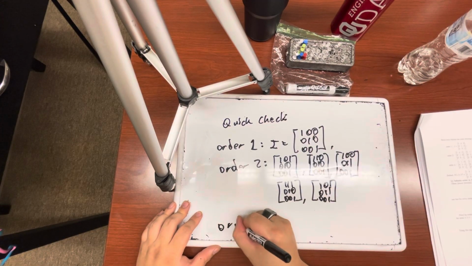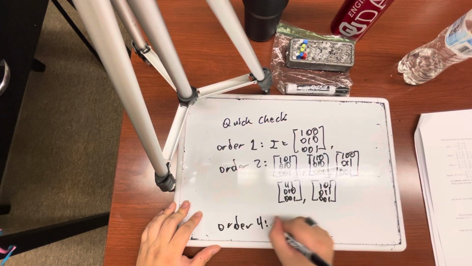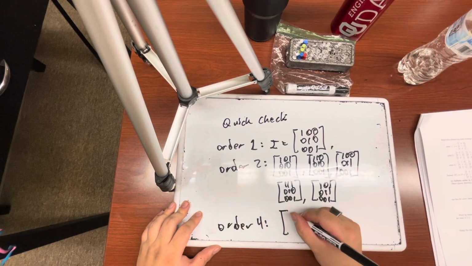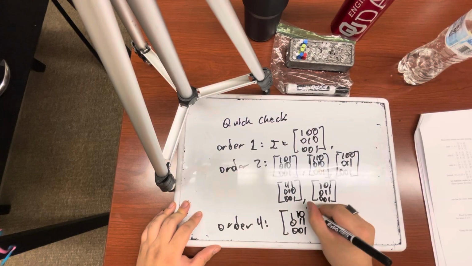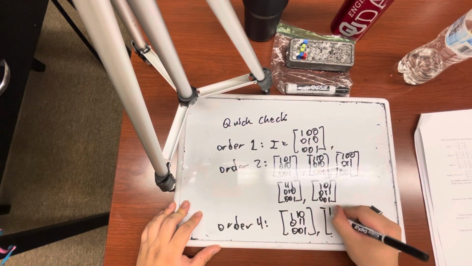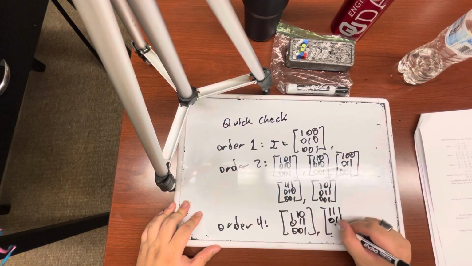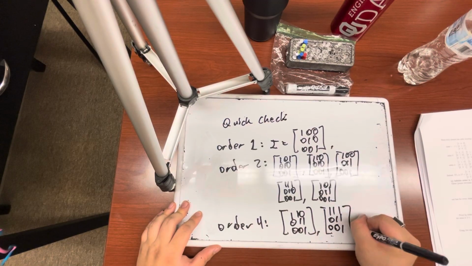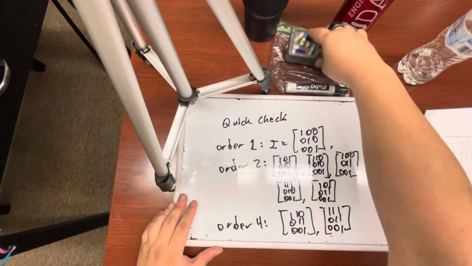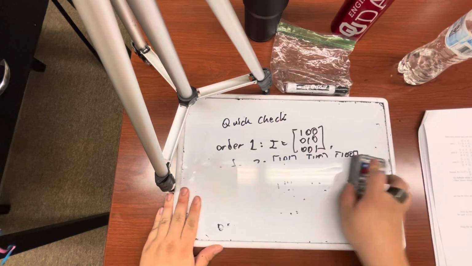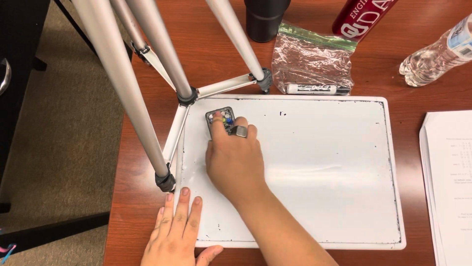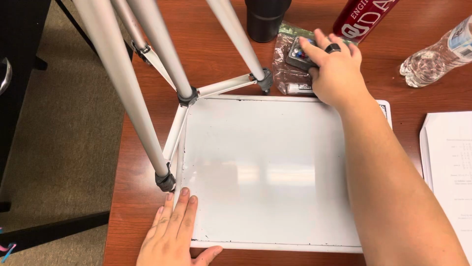Order 4, what do we have for that? Well, we've got 1, 1, 0, 0, 1, 1, 0, 0, 1, and finally 1, 1, 1, 0, 1, 1, 0, 0, 1. Okay. Just a bit of a quick check there.